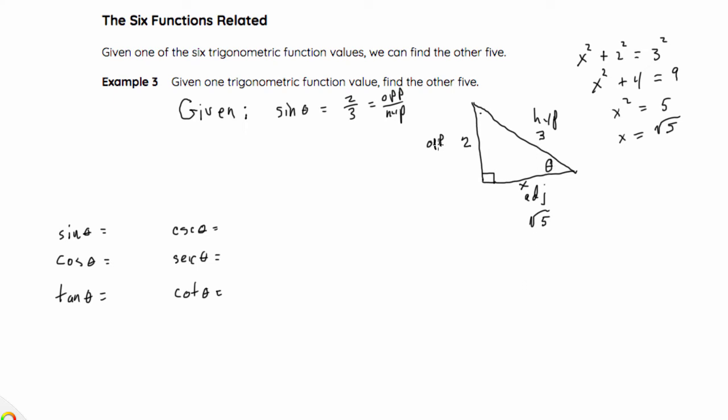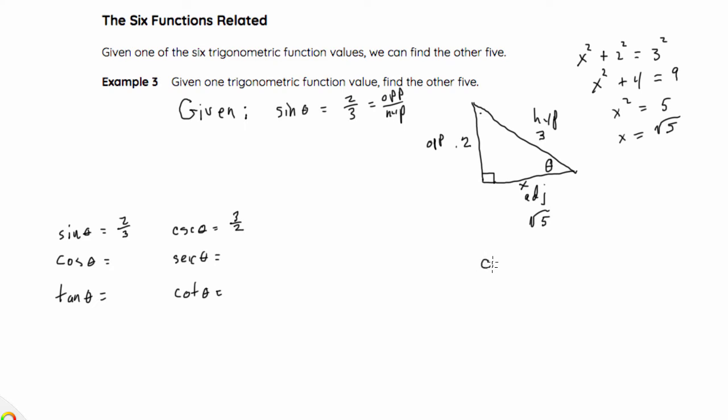Theta is the opposite side over the hypotenuse. Or sorry, sine of theta. Sine of theta is the opposite over hypotenuse. I went in the wrong direction. So that's 2 over 3. And we put 2/3. Then we can immediately write the cosecant as 3/2.